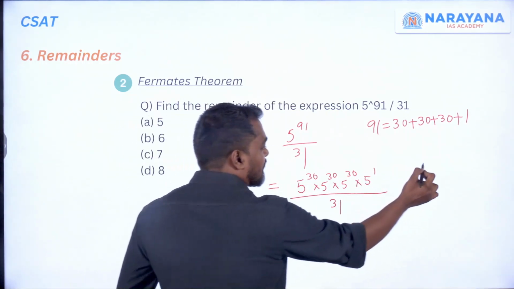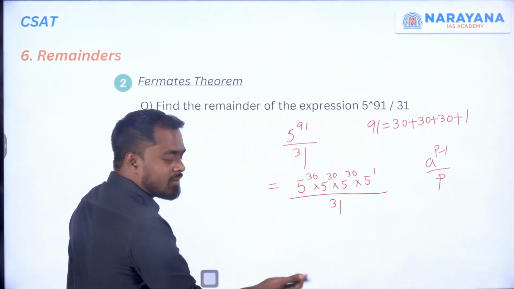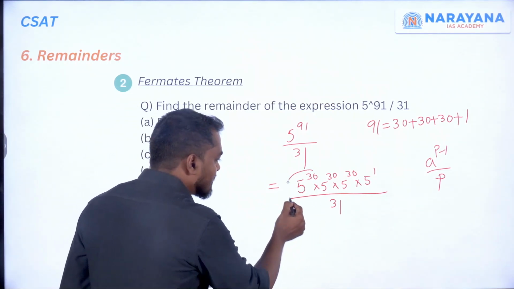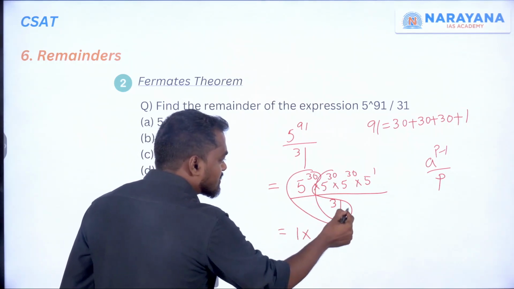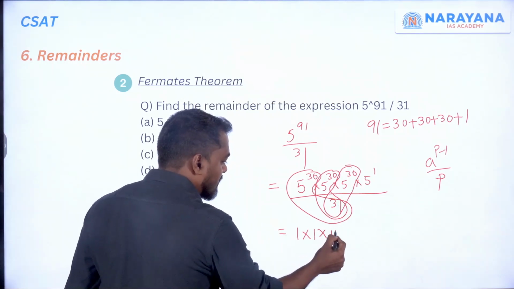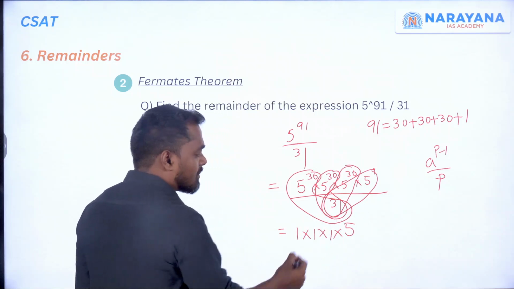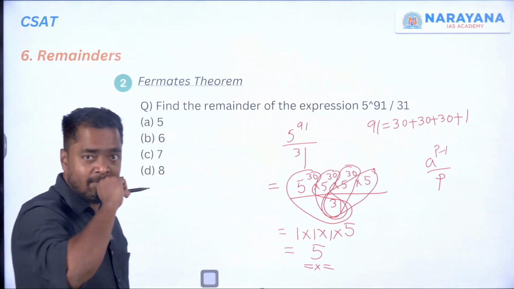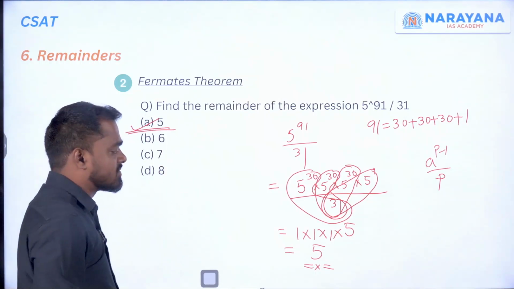Now this is in the form of a to the power p minus 1 by p. p is 31, a prime number, and 5 and 31 are co-primes. So what is the remainder for this expression? 1. Similarly for this one, 1. Similarly for this one, 1 is the remainder. Now what is the remainder for 5 by 31? 5 is the remainder. Now the total remainder is 5. Understood? Option A is the answer.